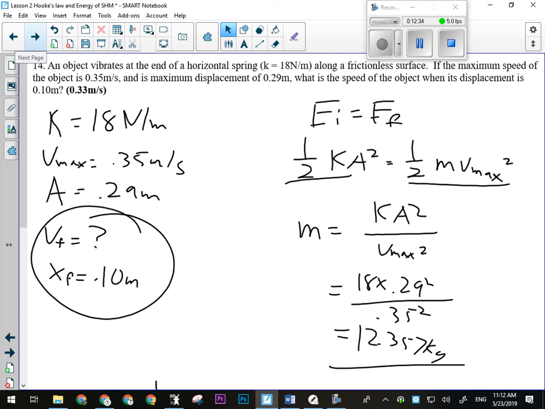That's a logical answer because obviously the maximum speed was 0.35. This speed would have to be slower than that because it's not quite as far out as the other one was. All right, everybody okay with that? That's about as tricky as they would get. In terms of a law of conservation of energy question, that one requires you to do 2 steps in order to get to the full solution.